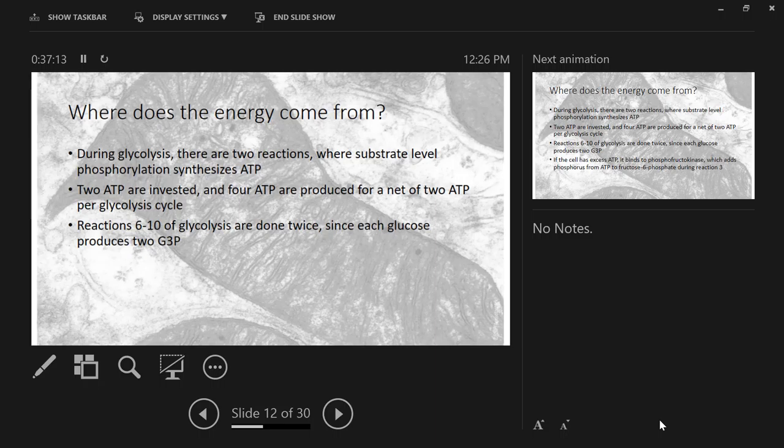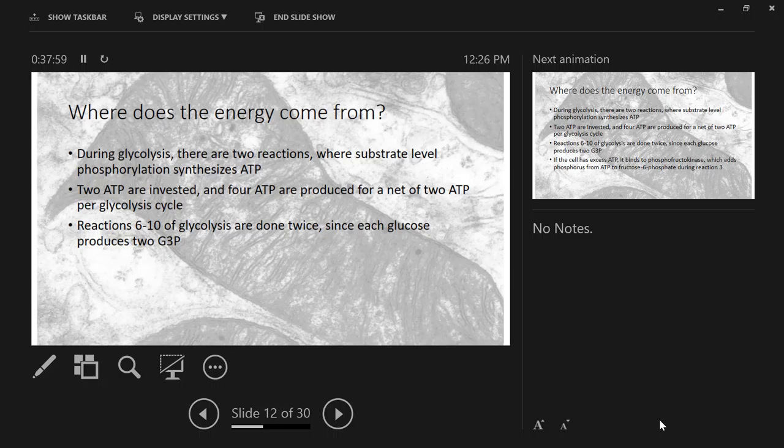Okay, you have to keep in mind that in reactions 1 through 5, we take one glucose molecule and generate two molecules of G3P. So that means reactions 6 through 10 happen twice, once for each of those two molecules of G3P. Oftentimes when you draw these out, it only draws one of those molecules of G3P. So you have to keep in mind that it happens twice for every one glucose molecule, because in steps 1 through 5, we take one glucose molecule and generate two G3P.